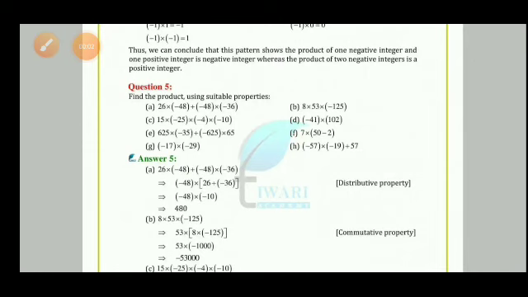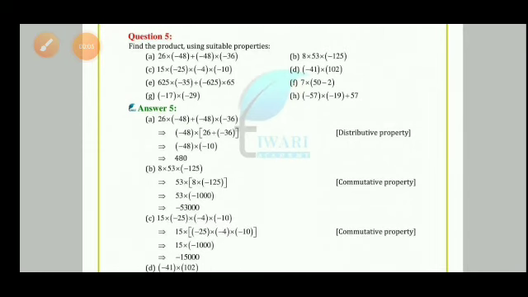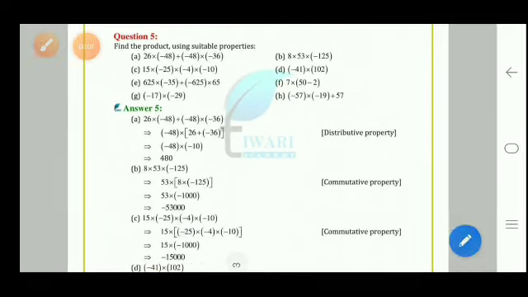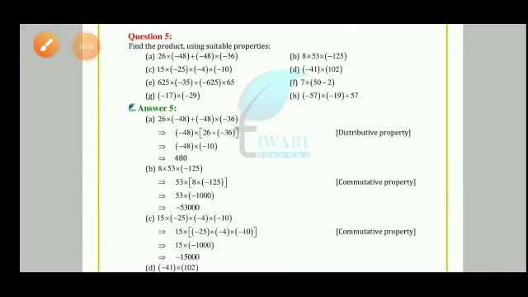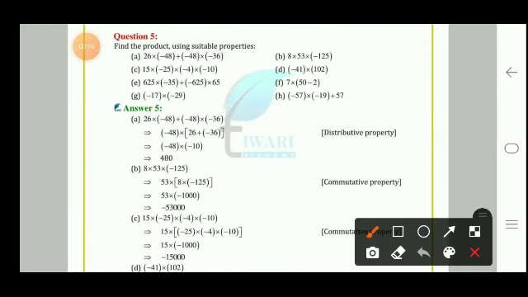positive. Question number 5 is to find the product using a suitable property. So looking at the very first part, it is given that 28 into minus 48 plus minus 48 into minus 36. So we have taken minus 48 as common, so in the bracket we have plus 26, this is the remaining term here, and minus 36 here. So plus 26 minus 36 is minus 10, so 48 into minus 10, that is 480.